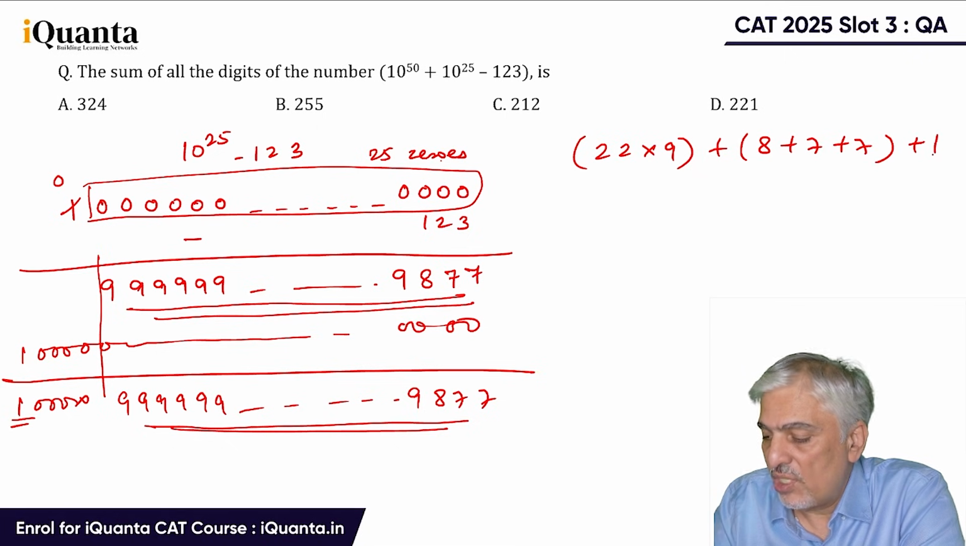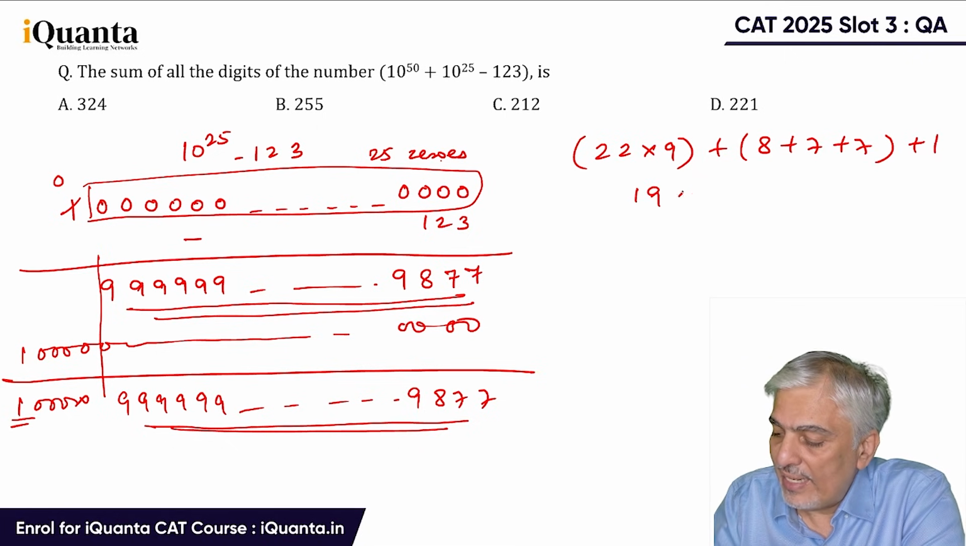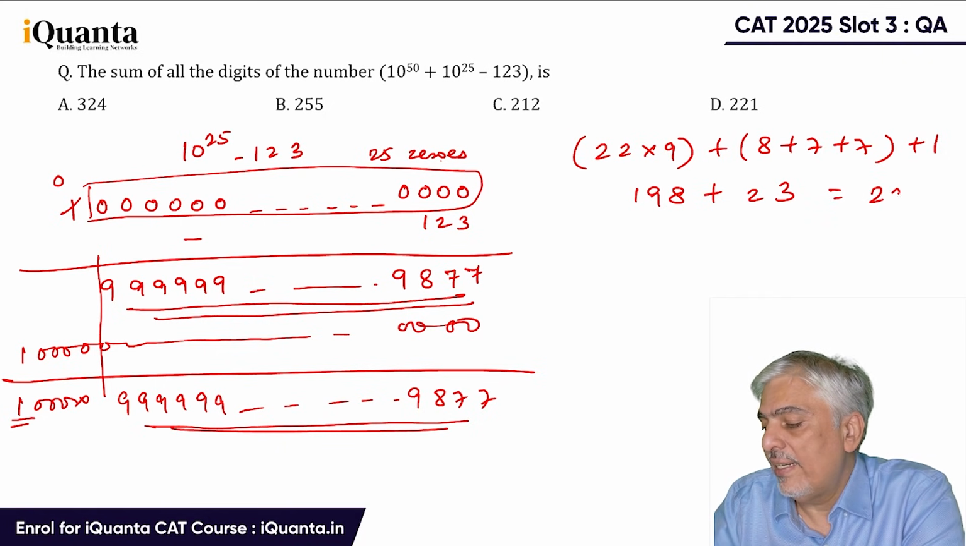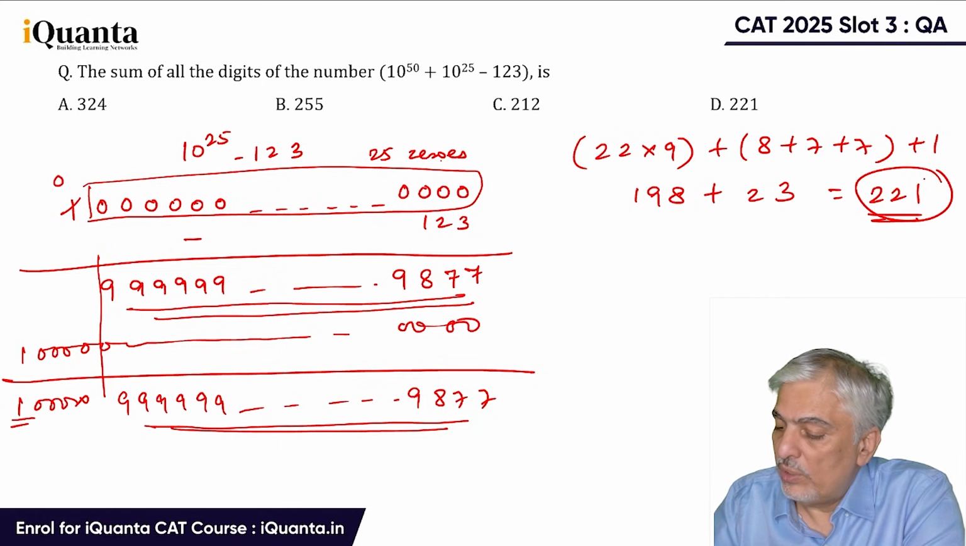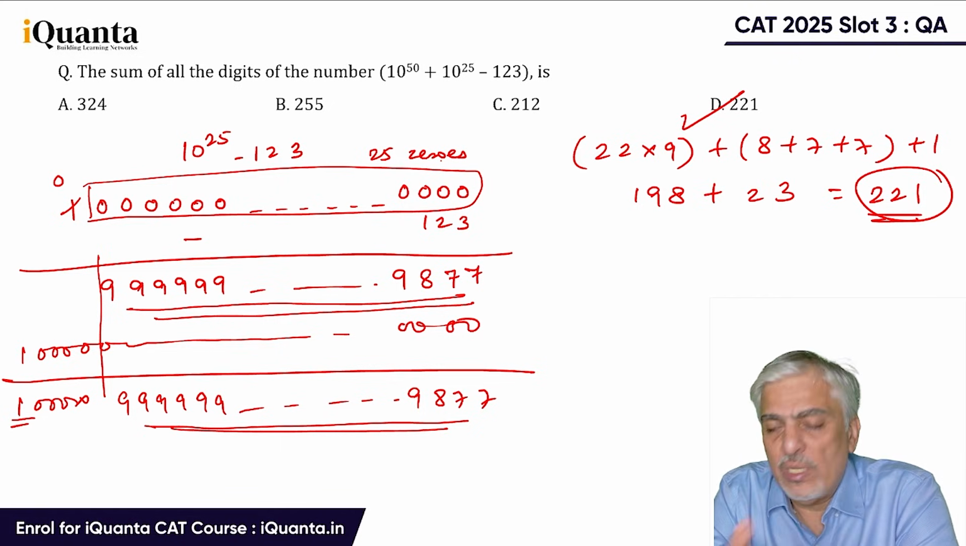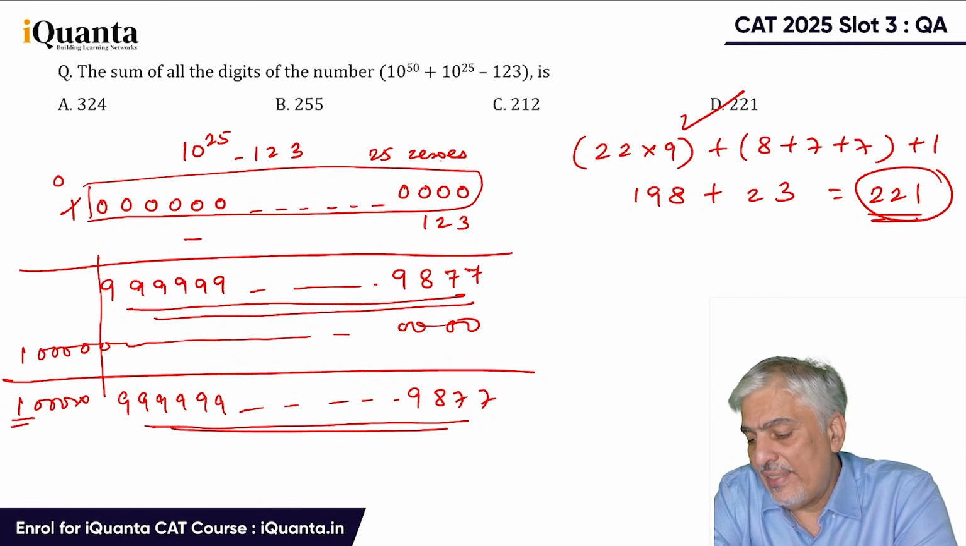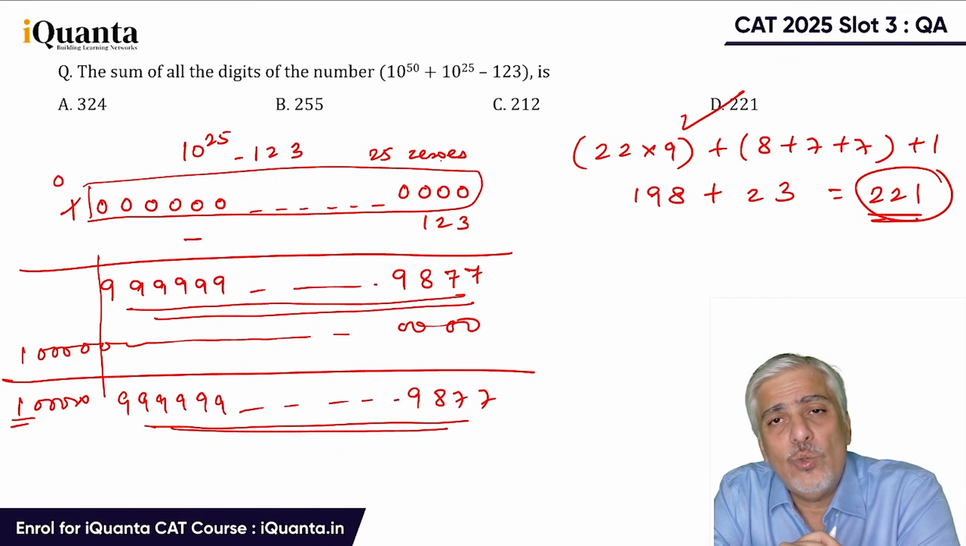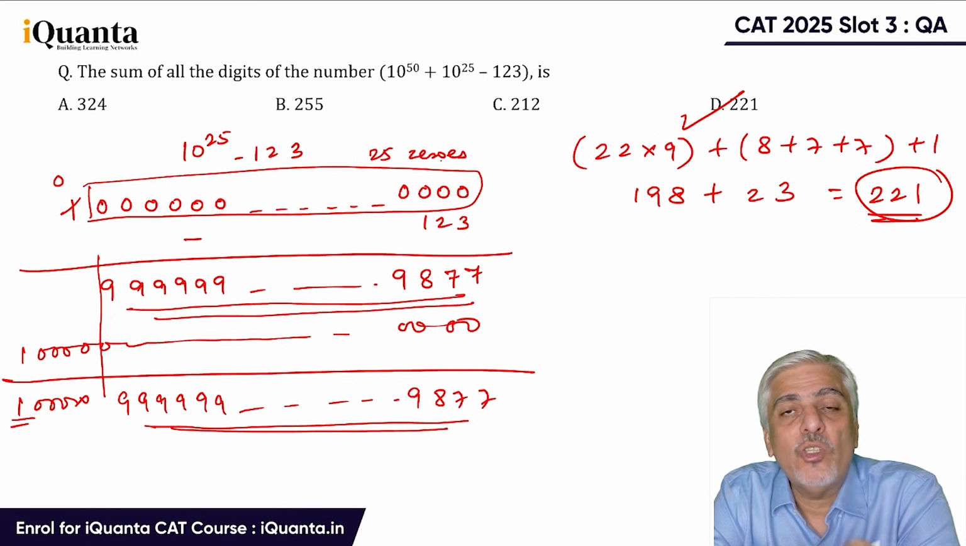And now I have extra 1. This is what? 198. This is 22 plus 123. That will become 221, which is the D option. Now, obviously, people could have added first and then subtracted, and you could have got this question. This question maybe left you stumped in the test only, I think, because maybe you've not seen a similar question.